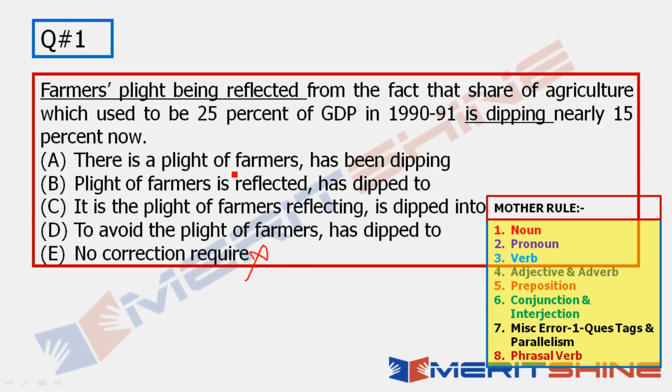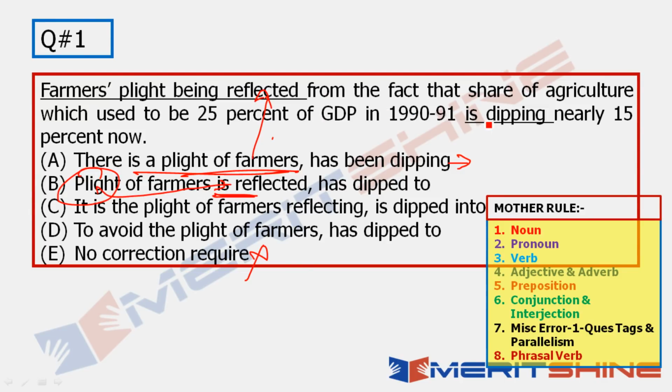There is a plight of farmers from the fact that share of agriculture, which used to be 25% of GDP, now has been dipping nearly 50%. There is a plight of farmers, does not fit in. Still, I'll keep it. If I get a better one, I'll move on with it. Plight of farmers is reflected. Now, plight is the subject here, so subject verb agreement is perfectly fine.